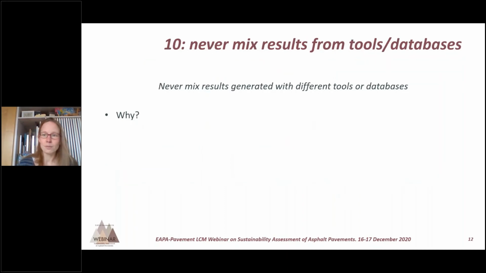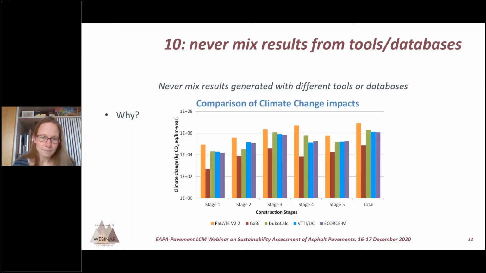And this one is already something I mentioned slightly before. I wanted to emphasize it once again. If you are mixing the results from tools and databases, please never do this. I already mentioned that there are many tools, and different tools lead to different outcomes. Well, I want to show it with just one picture.